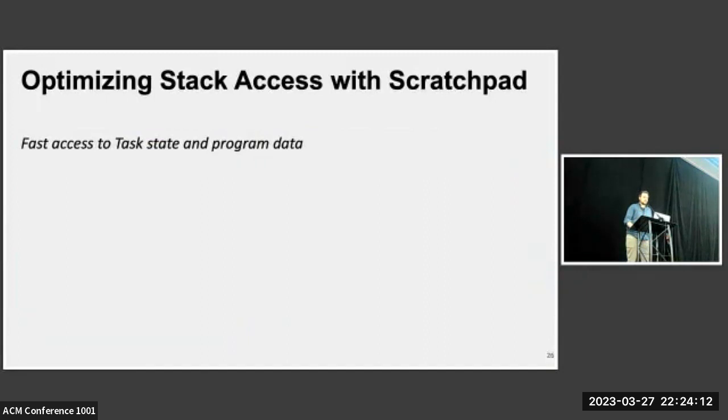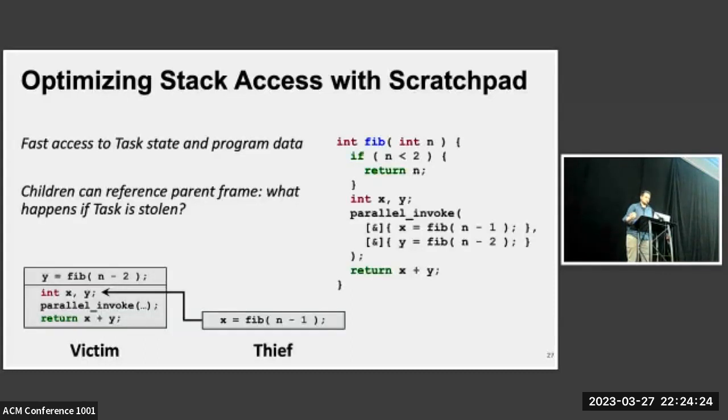The first optimization we looked at was placing the stack in Scratchpad. And this has some pretty obvious benefits, namely that a lot of stack allocated data is compulsory in software. Something that needs to be considered, though, is that these tasks can move, and they can also reference their parent frame. So in the case of this fib example, we can see that the 2 children update X and Y, which are allocated in the parent frame. But suppose one of those children gets stolen. It needs to update X, but it's executing on a different core.